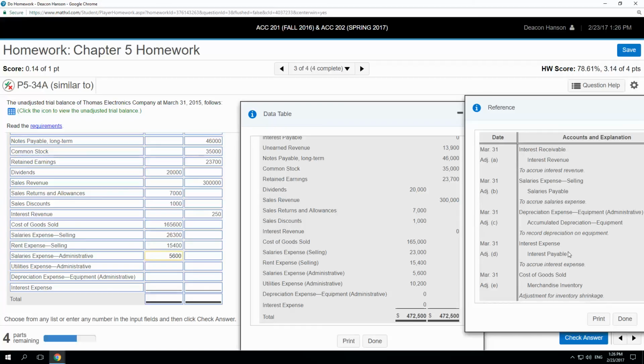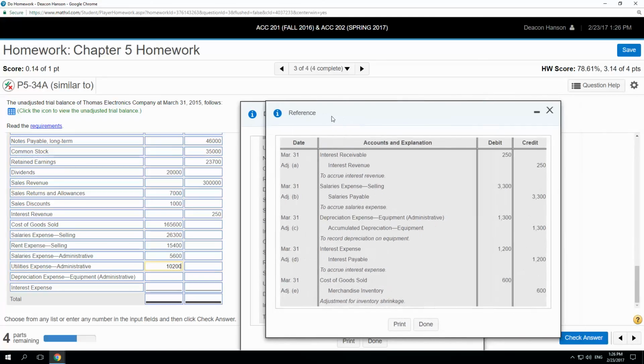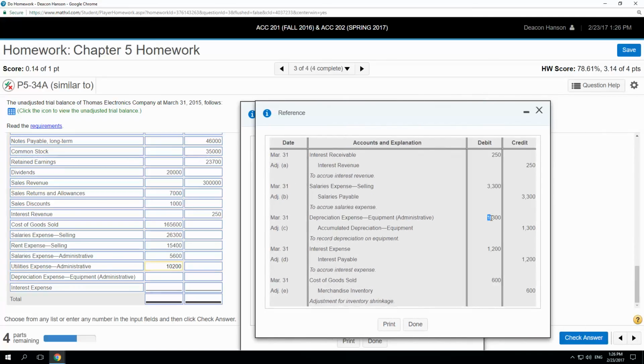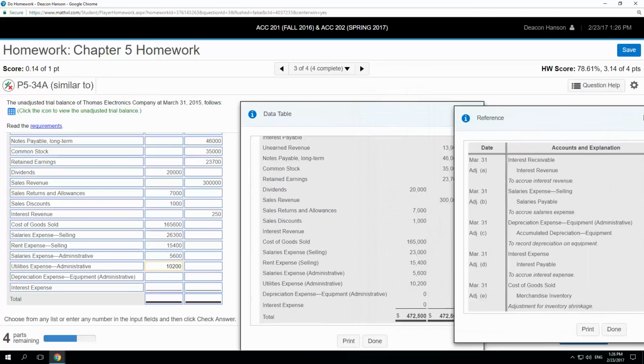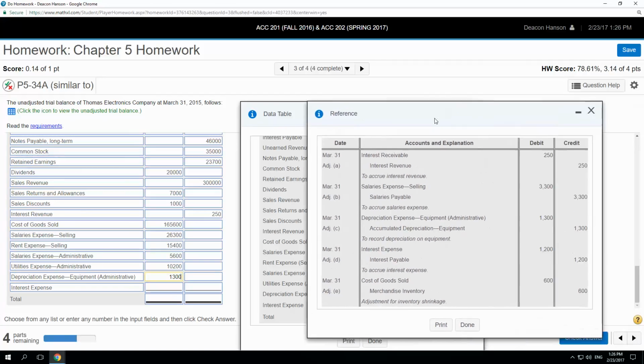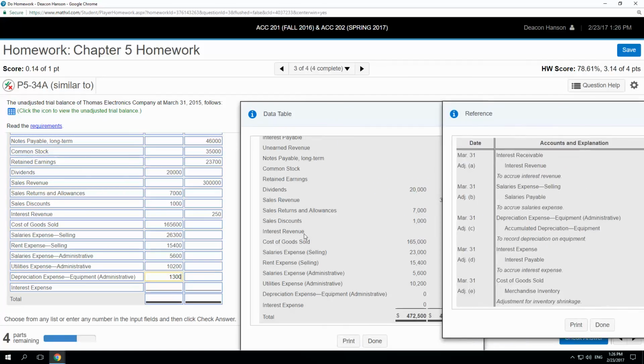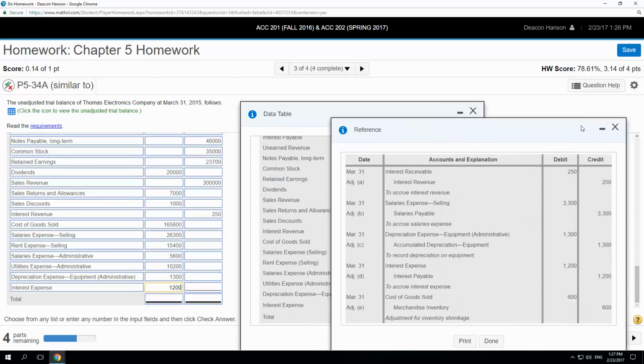Utilities expense administrative. We didn't do anything with utilities. Okay. Depreciation expense. We did something. 1,300. It has a 0 balance to start, so it goes up by 1,300. And interest expense has a 0 balance. We did do something to interest expense, 1,200 debit. So that's going to be 1,200 debit. Okay. Now we're not done.